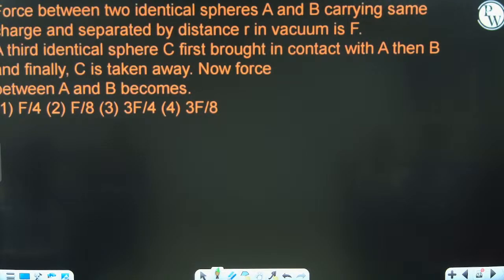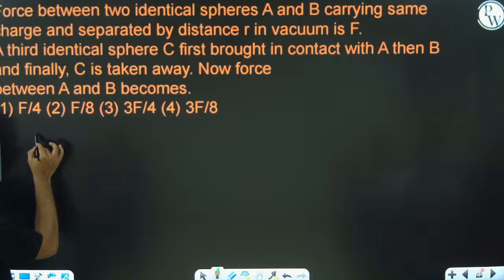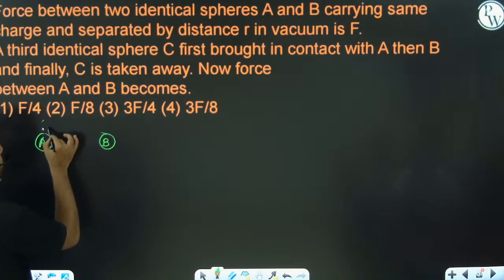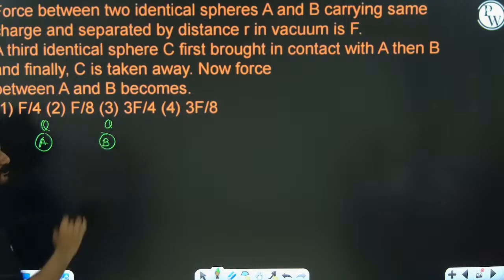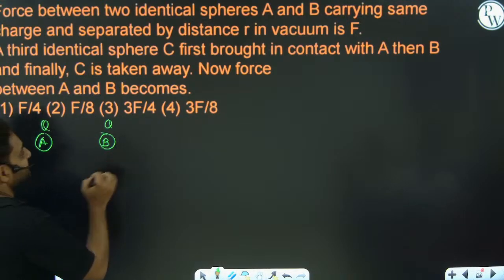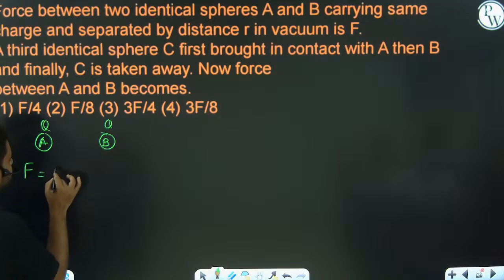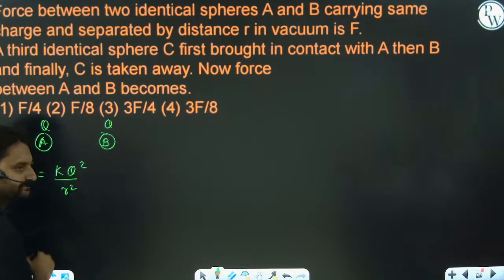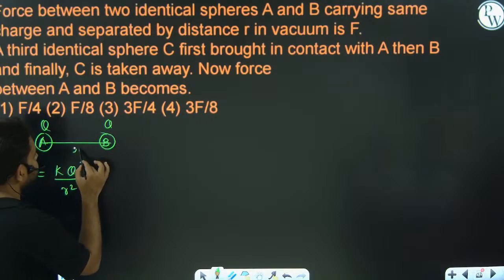Are you getting the process? Not getting? Okay, let me help you. A has the charge Q. B also has the charge Q. The force between them is KQ square by R square. Separation between them is R.